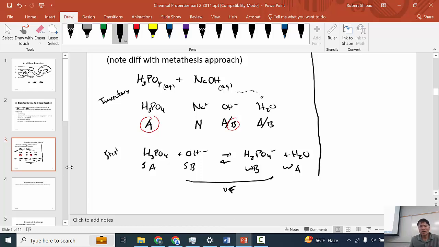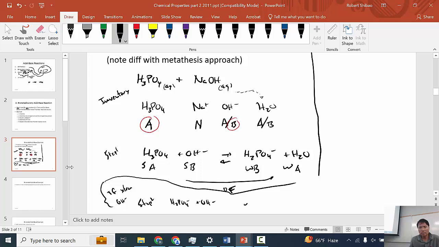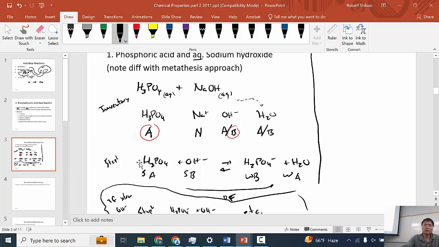Now, if we have extra hydroxide, we could go on to step two, which I'm going to just separate here. Step two would be taking the dihydrogen phosphate and reacting it with another hydroxide, etc. I'm not going to go there. So this is the Bronsted method here.